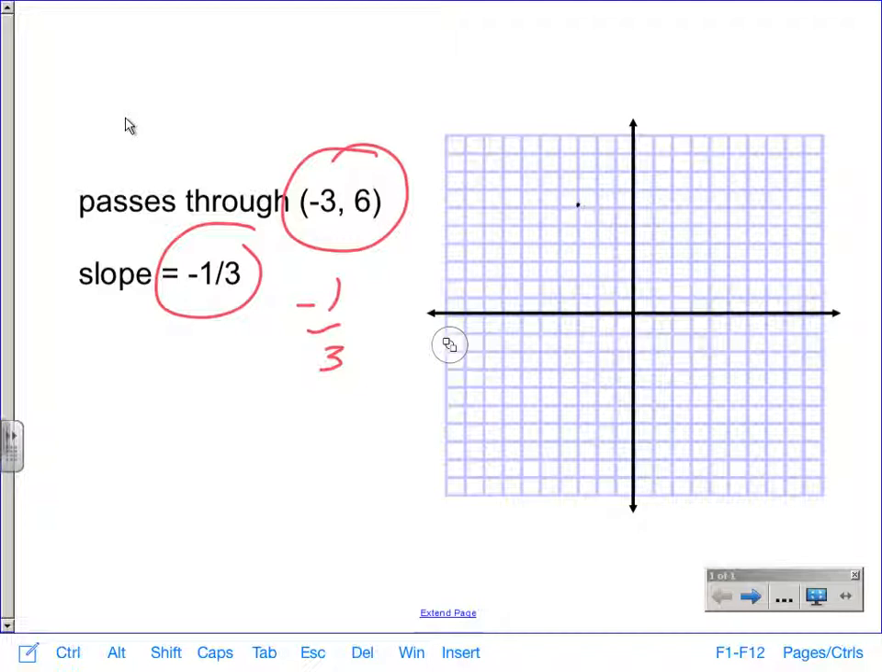Then I'm going to apply my slope. I drop 1, I run 3, because it's negative, so one of the movements has to be negative. I could have also gone up 1 and back 3. As long as one of your moves is negative, it's okay. And then I connect my points, and there is my line.